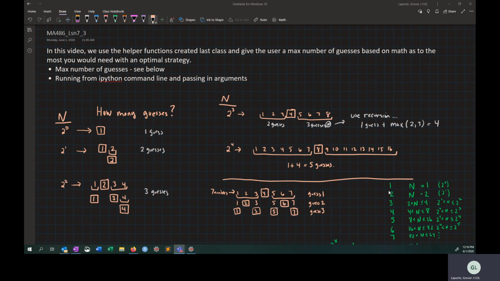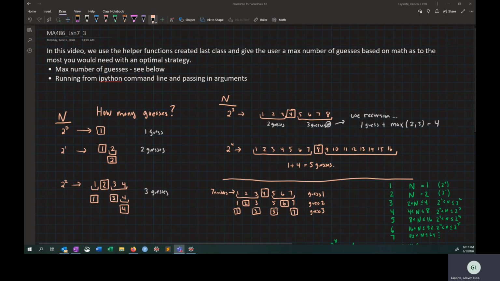How many guesses is it going to take if I got 2 to the 0 when n is equal to 1? So I have only one number. When I have 2 numbers, my maximum is 2. Well, then it's going to take me 2 guesses, right? So it's just coming from this information here. When I'm at 3, when I'm between 2 and 4, then it's going to take me 3 guesses, and 4 guesses if I'm between 4 and 8, and so on and so forth. You can see that these gaps start getting larger and larger and larger.